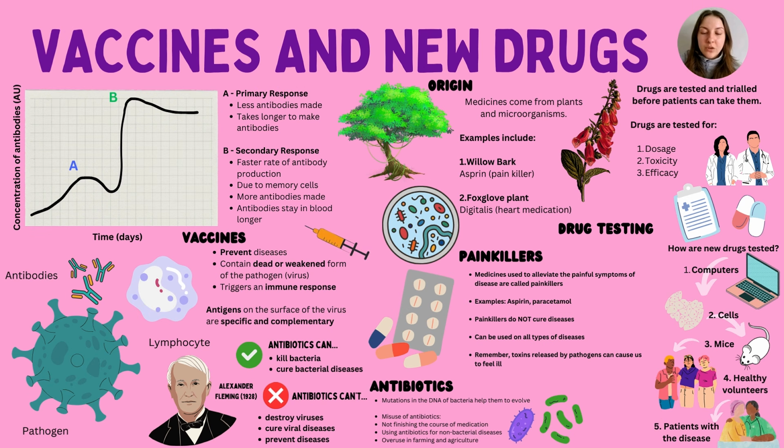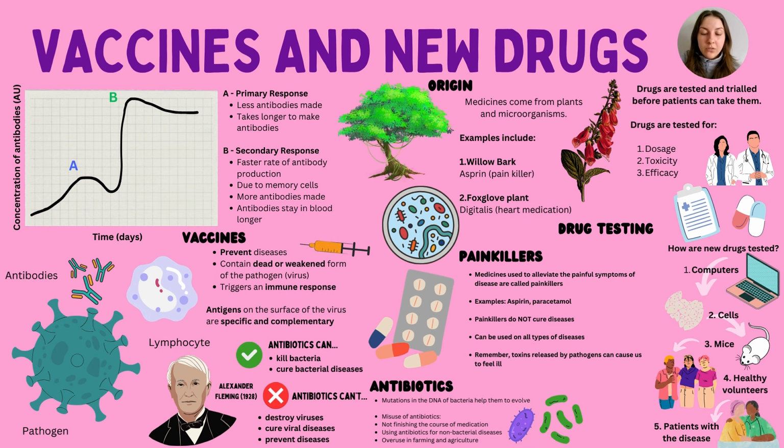The origin of medicines come from plants and microorganisms. Examples include willow bark, which is a form of aspirin or painkillers. Foxgloves plants also produce a heart medication called digitalis. Drugs are tested in trials before patients can take them, during clinical trials, but also preclinical trials as well. And this is tested to check the dosage, toxicity, and efficacy.